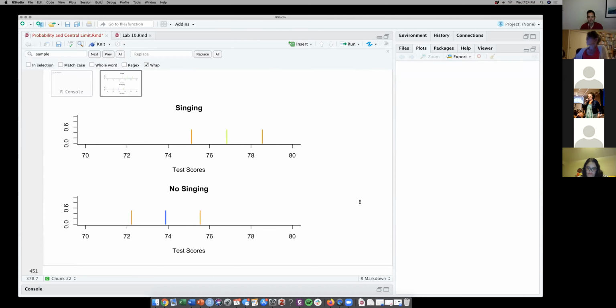Because this is all randomly generated, let's take this example. It's possible that the mean for the singing group is actually down here, and the mean for the no singing group is actually up here, and I have pulled a random sample where it looks like the students that were sung to did better than the students that weren't. But if I kept doing this, I would realize that my singing is actually hurting my students' performance. And so what we would conclude here is that we're not 95% confident that the singing group is higher.